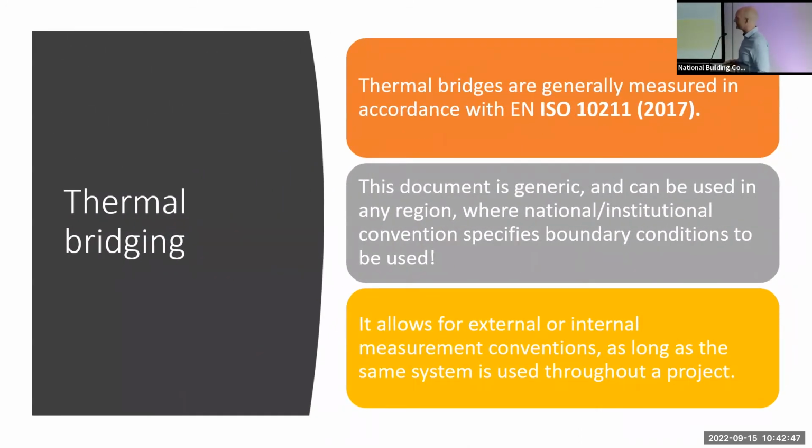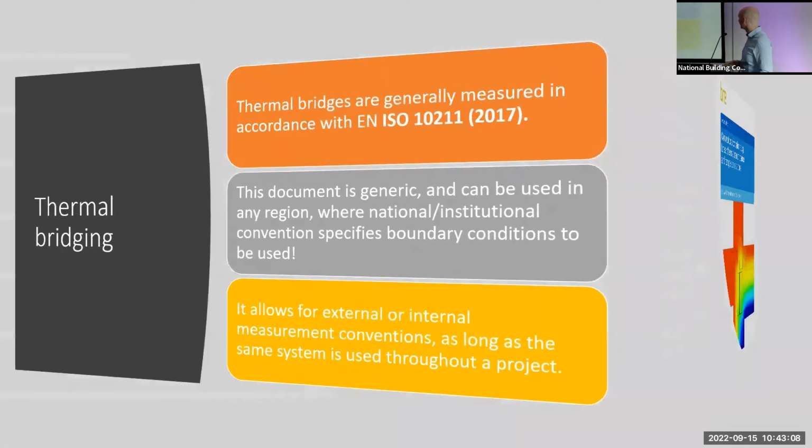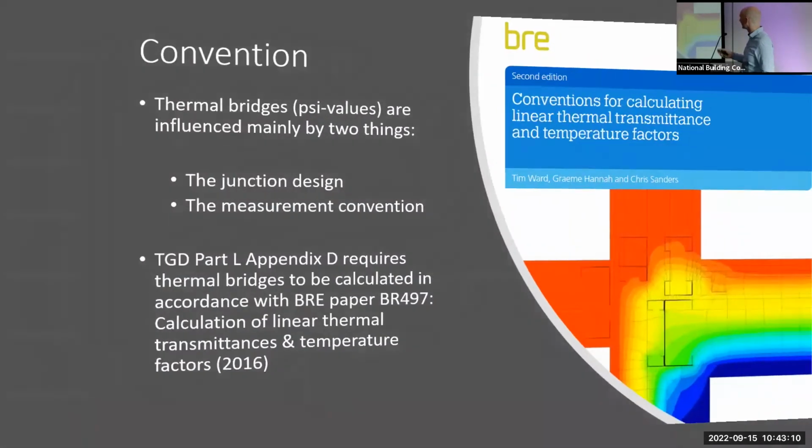So the standard that we use to calculate thermal bridges is ISO 10211. The document is generic. It's an ISO document. It's not specific to any jurisdiction. So it allows us to calculate based on the national convention, which is DEAP here. So we measure the building internally. On the continent, they may measure the building externally, still to the same standard. Okay. And the effect of that is very, very significant. We'll talk about it in a second.